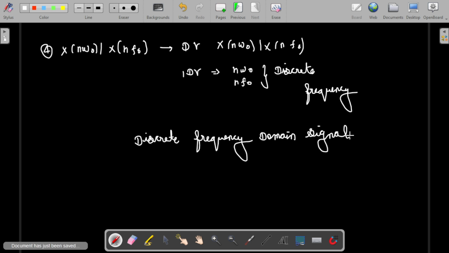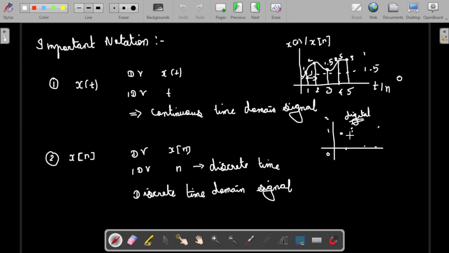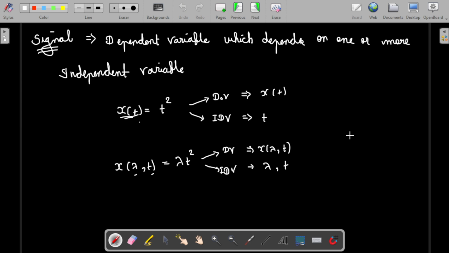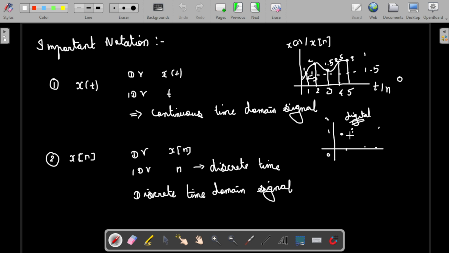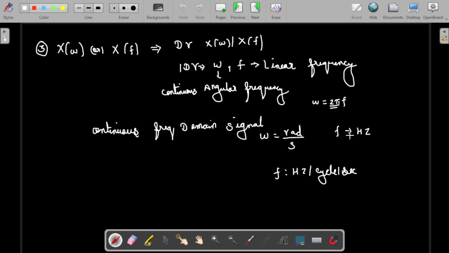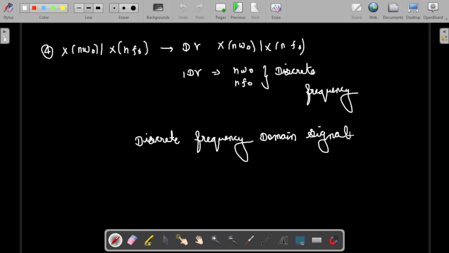So these are four representations, guys. From here we are completing all our fundamental notation. In the next class I will be teaching the relation, how we can convert from one domain signal to another domain signal, and what tool is required for that. Everything I will teach from the next class. So today what we have seen is what we mean by signal, which is nothing but a dependent variable dependent on some independent variable. And we saw some basic definitions of signal, and then some important notation: continuous time domain signal, discrete time domain signal, continuous frequency domain signal and discrete frequency domain signal.